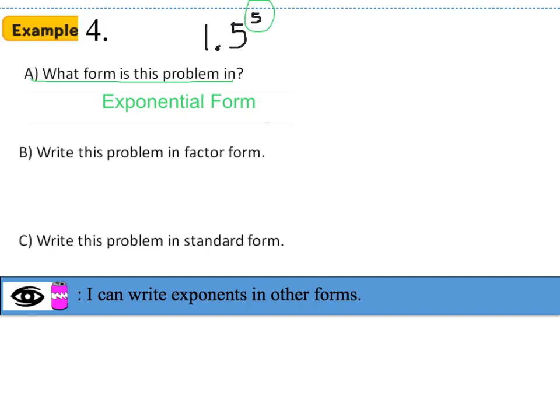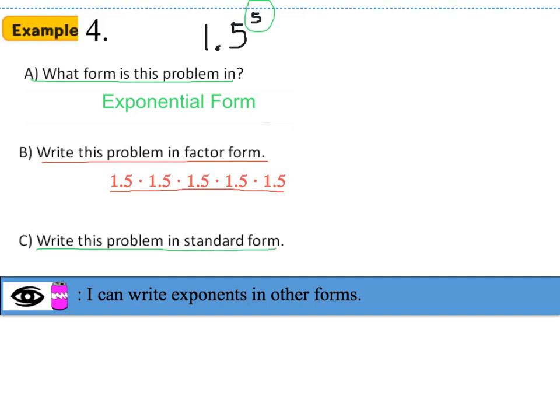So let's take a look at problem B. It says write this problem in factored form. So remember, anytime I'm dealing with exponents, I'm dealing with repeated multiplication. So the factor that I have, or the base, is 1 5/10. So if I want to write this problem using repeated multiplication, I can write it in factored form by writing 1 5/10 times 1 5/10 times 1 5/10 times 1 5/10 times 1 5/10. And the reason why I did it 5 times is because my exponent told me to multiply my base 5 times.